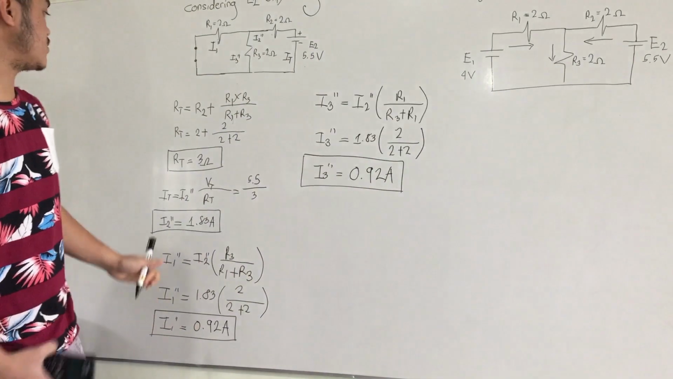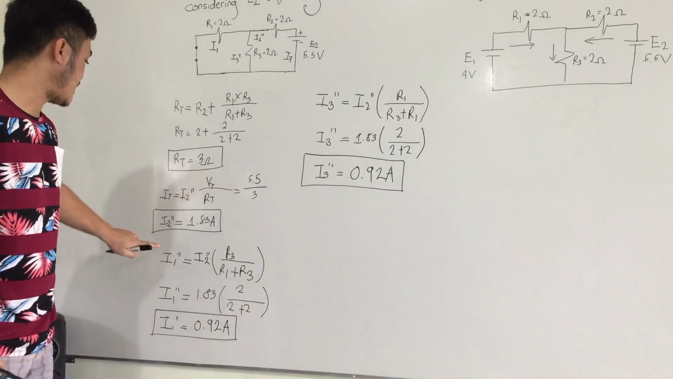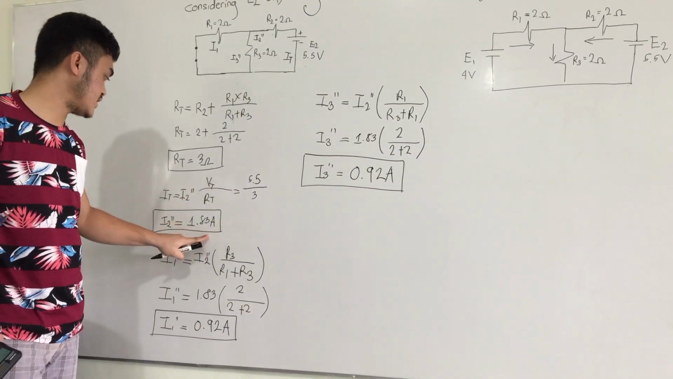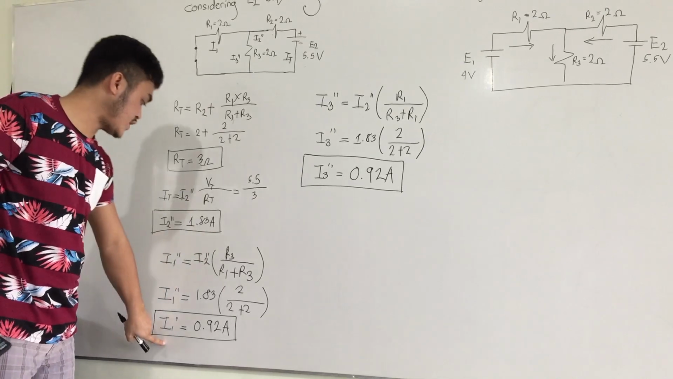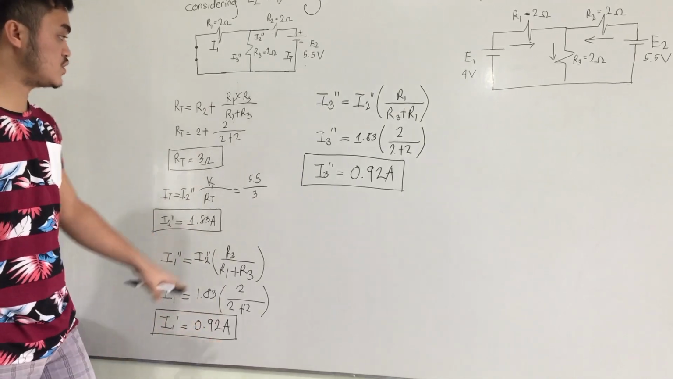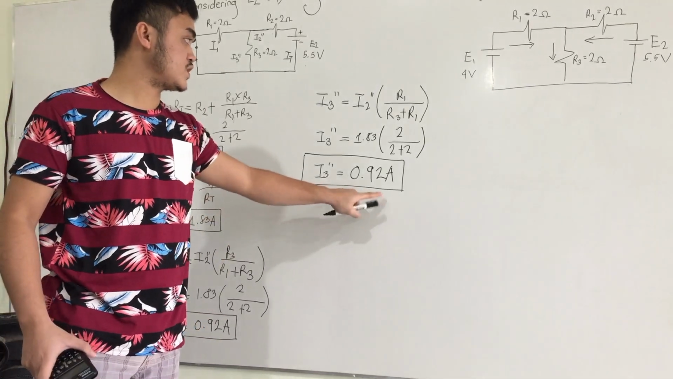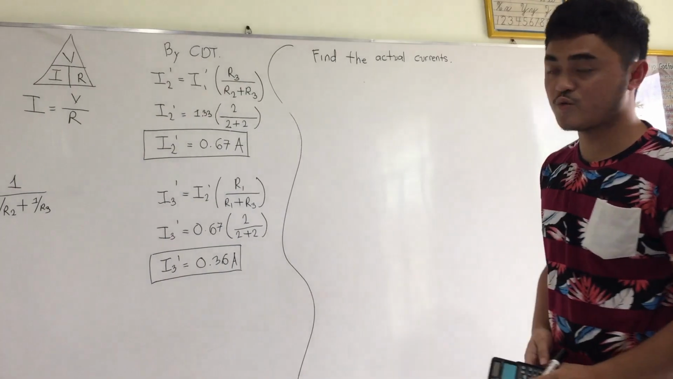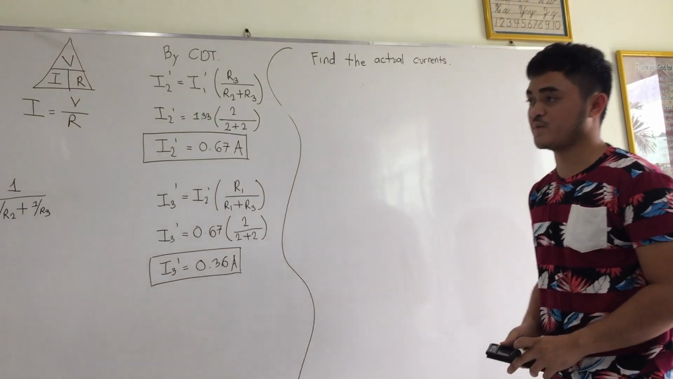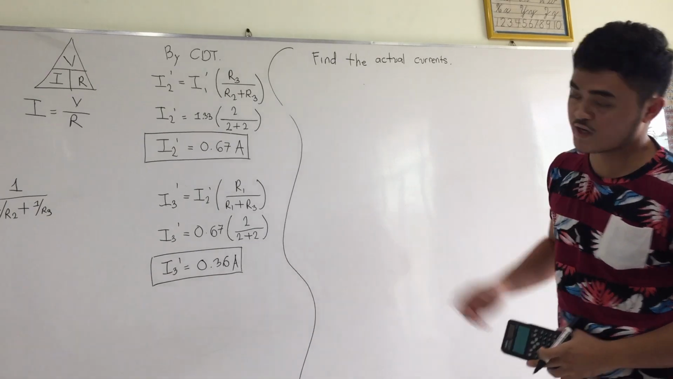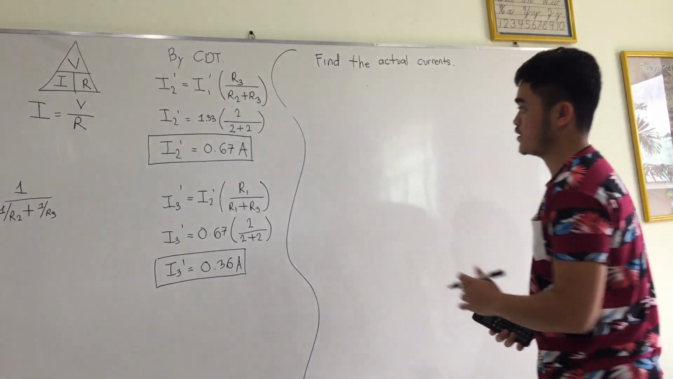So again, we have our total 3 ohms. We have I sub 2 double prime 1.83 ampere, I sub 1 double prime 0.92 ampere, and I sub 3 double prime is 0.92 ampere. So dito, mahanap na natin yung actual currents ng bawat isa, which is the I sub 1, I sub 2, and I sub 3.